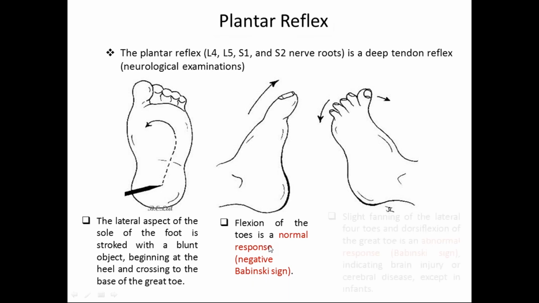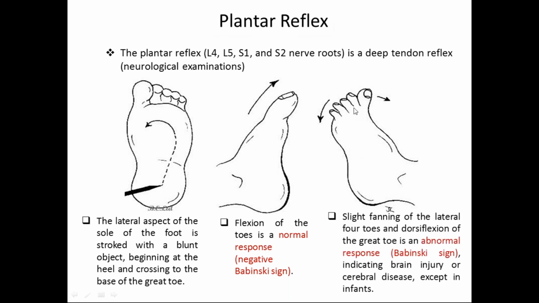But if there is an abnormality, there is a dorsiflexion of the great toe along with slight fanning. Fanning means the spreading of the other toes. The dorsiflexion of the great toe along with this fanning is known as the abnormal response or the positive Babinski sign. The Babinski sign indicates brain injury or cerebral disease, except in the infant. In the infant, the Babinski sign is a normal sign.